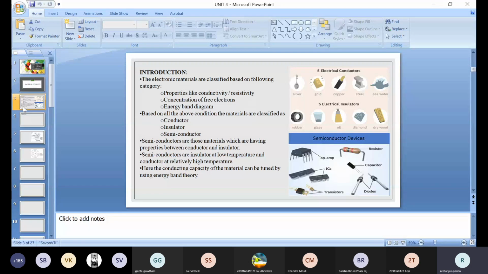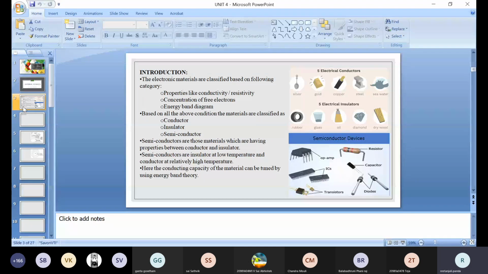To identify whether a material is a conductor, an insulator or a semiconductor, we have three criteria. Any one of the criteria we can use to define what is a conductor, an insulator, and a semiconductor. The first and foremost is the property. A property means that if a material is able to conduct electricity, then we can say the material has good conductivity.